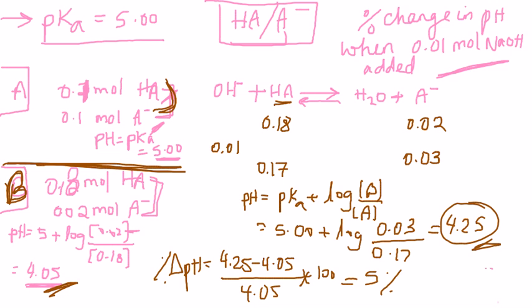So for buffers, I talked about buffer capacity. I talked about how to determine which is a better buffer. We also took a look at the absolute numbers to determine the recipe of the buffer. I'm going to now move to titration in the third video.